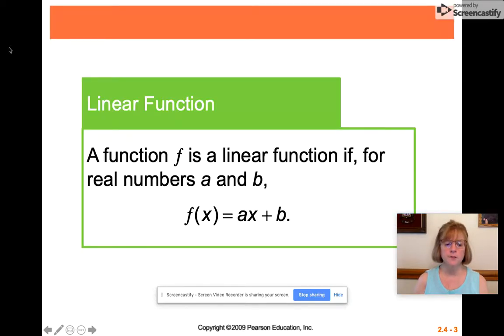A linear function is of the form y equals mx plus b. You can also write it in function notation, as they did here, as f of x equals ax plus b, and for some reason they used a instead of the m that we're all familiar with. From previous classes, you probably remember that m is the slope and b is the y-intercept.